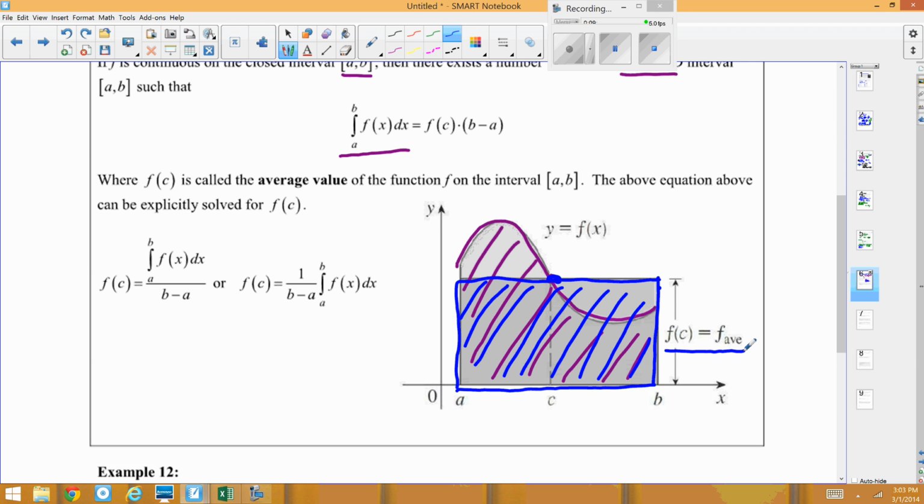It's called the average value. Another way, if I wanted to solve this equation right here for f of c, that average value, I would just divide by b minus a. So you can write it as divided by b minus a, or you could pull it out front, 1 over b minus a. I'm sure you guys are going to have a little bit of confusion, but maybe an example could help clear that up.